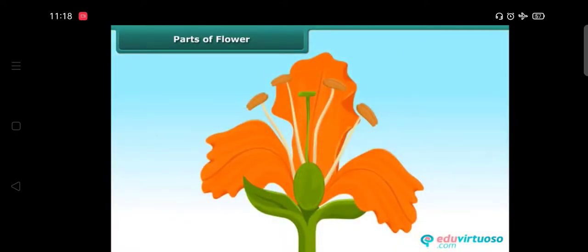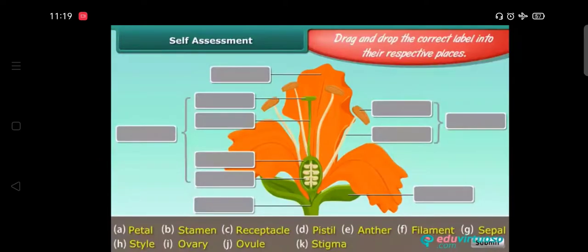Other important parts of the flower are the petals and sepals. Petal is the colored part of a flower. The sepals are the green petal-like parts at the base of the flower. Receptacle is the part of a flower stalk where the parts of the flower are attached. Self-assessment. Drag and drop the correct labels into their respective places.